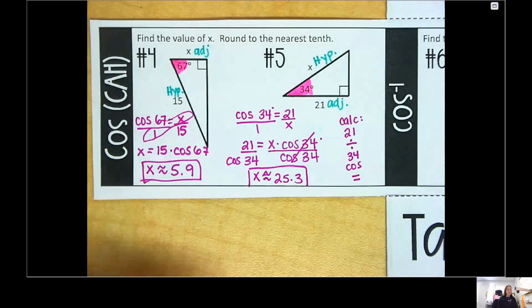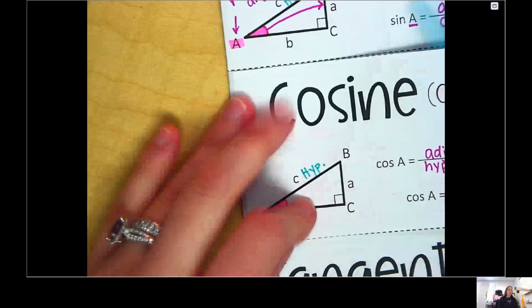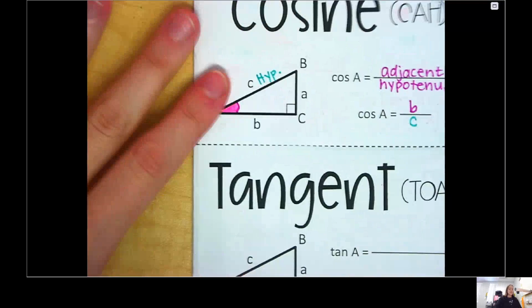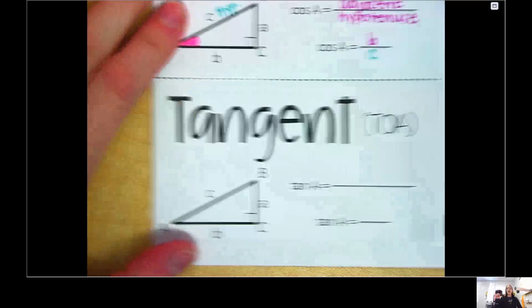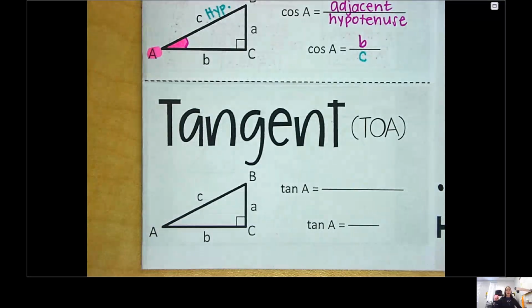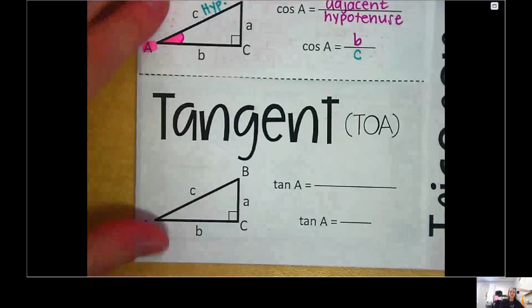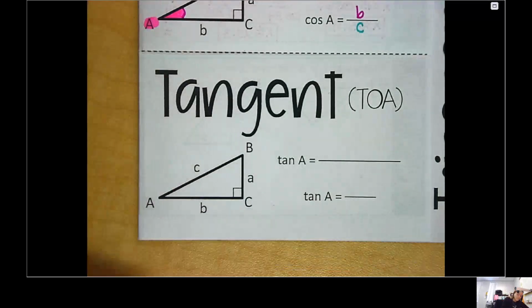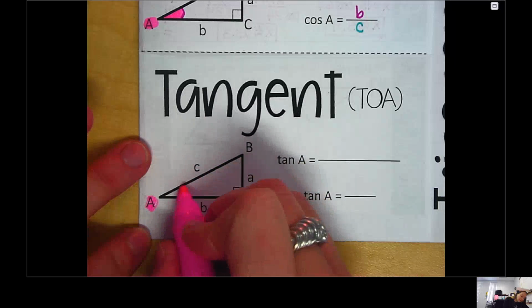Okay, next one, last one. So we've got sine, we've got cosine. Last part is the tangent. So the TOA part of SOHCAHTOA. And I'm sure you can probably figure it out, but here's my reference angle.